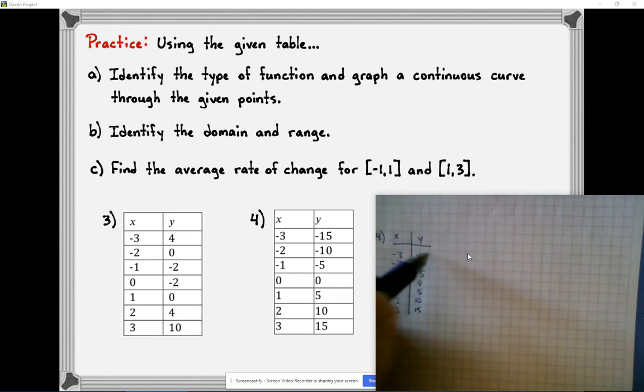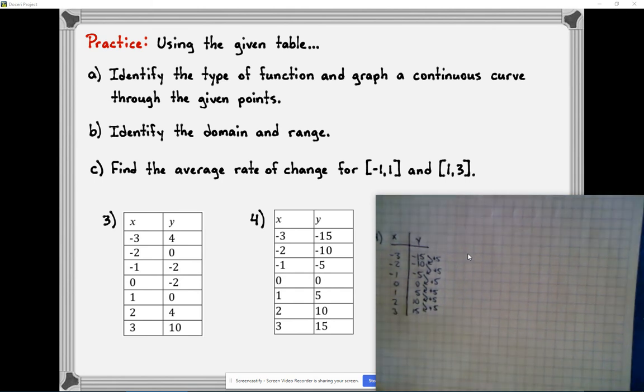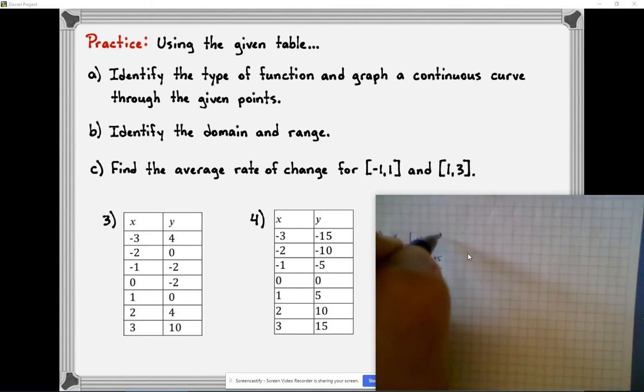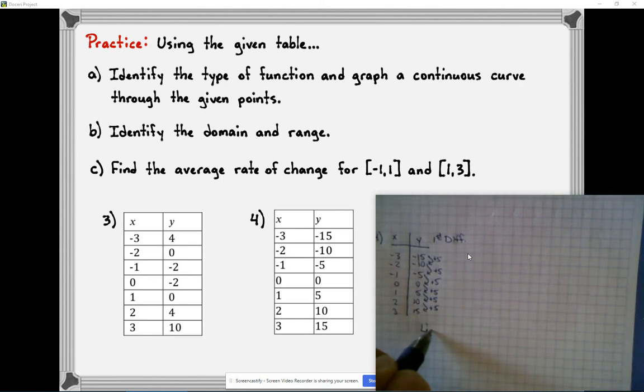All right, so check our first differences. In this case, we went up 5. We went up 5 again, and again, and again, and again. So we can see, because the first differences are the same, that this is a linear function.